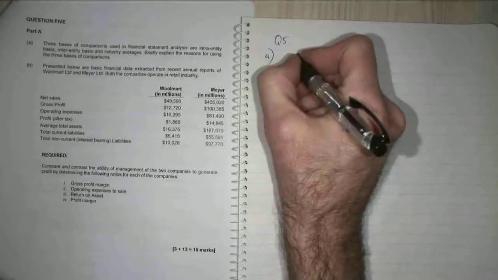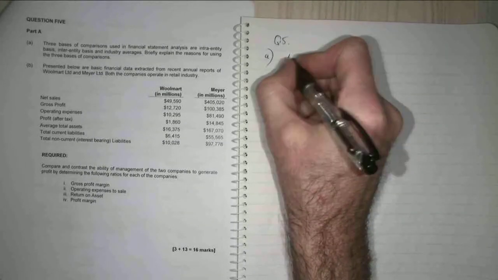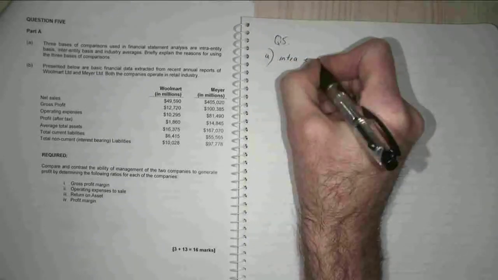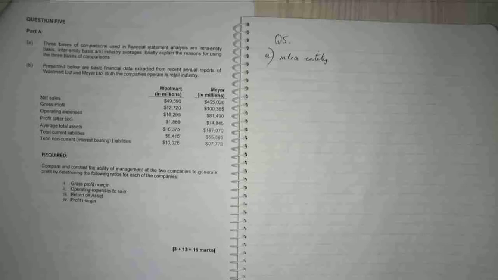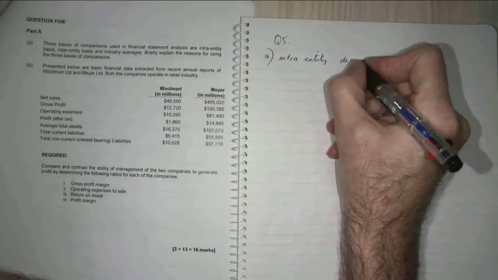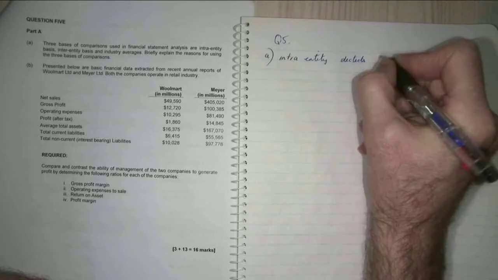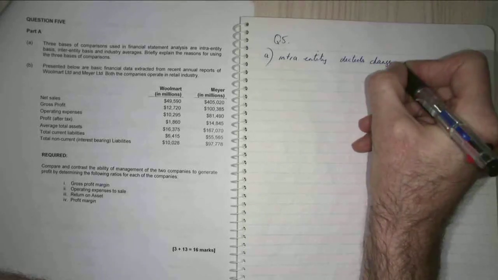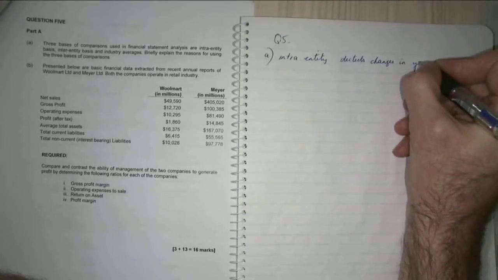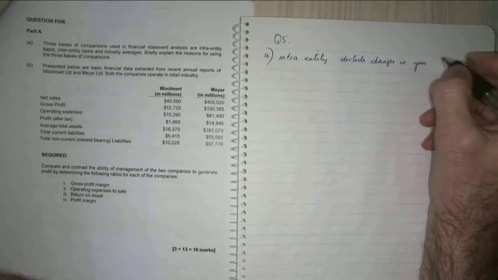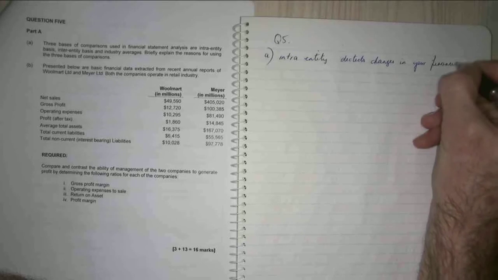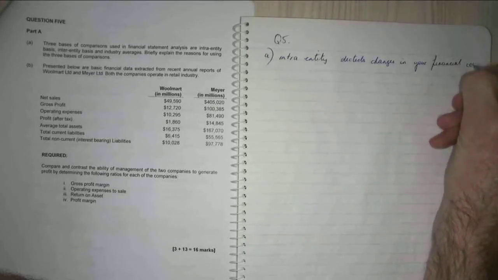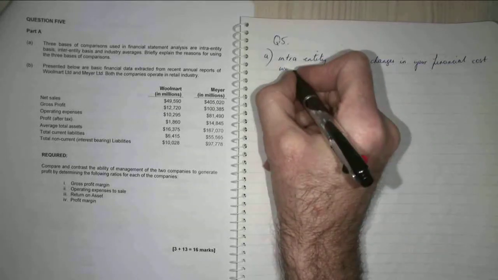Okay, so we've got intra-entity. What this helps with is it detects changes in your entity, your financial costs, within the business.